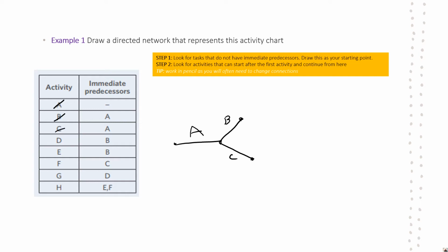Now I can see coming off B, I have got 2 activities that consider B the immediate predecessors, D and E. So I'm going to have D and E coming off mine. Just being as neat as possible. All right, I've drawn them. All right, activity F comes off C. So I'm going to draw F.